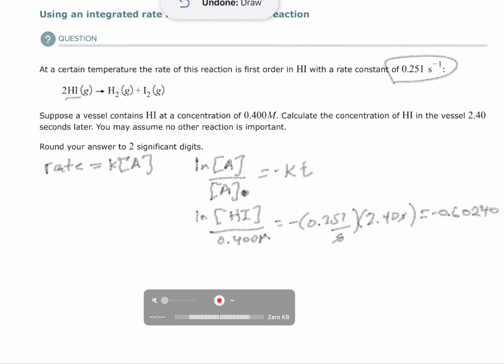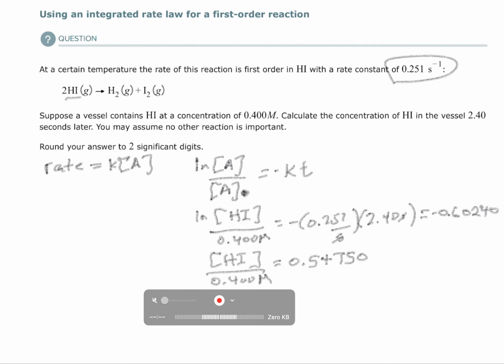So this is now just going to be the concentration of my acid over 0.400 molar equals whatever my calculator gave me, 0.5475. I'm going to add that 0 because I've got 5 places past the decimal, so I'm just going to keep it at 5 places.